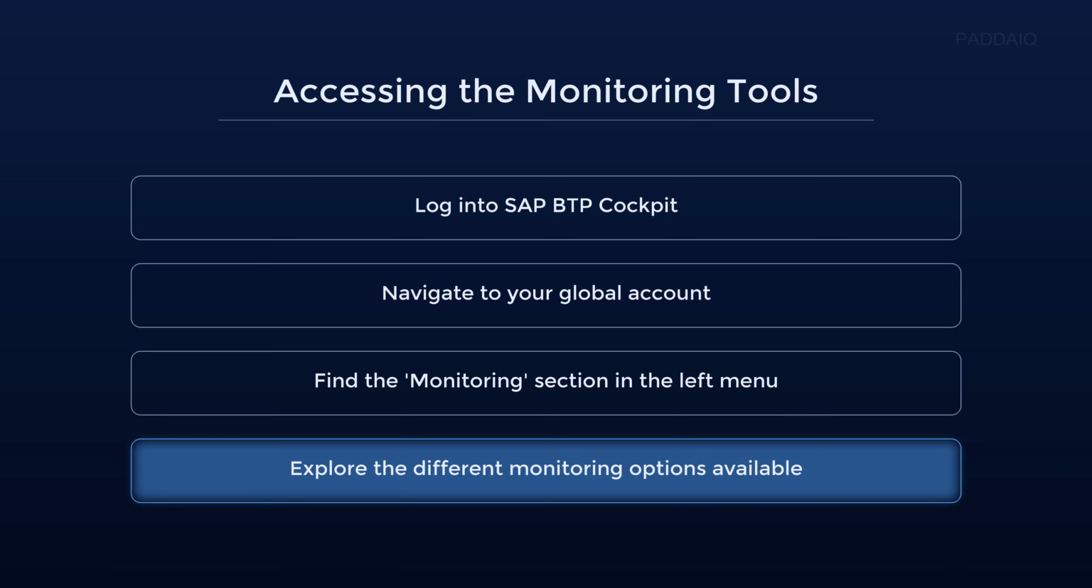Explore the different monitoring options available. This means you can choose from various tools to track your application's health and performance. For instance, use the SAP BTP cockpit to monitor memory usage of your employee portal app. Understanding these tools ensures you maintain optimal system operation.